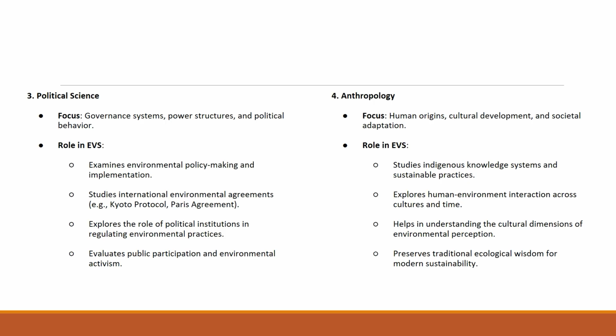Political science focuses on governance systems, power structures and political behavior. The role of political science in environmental studies is to examine environmental policy making and implementation. Studies international environmental agreements, that is the Kyoto Protocol and Paris Agreement. Explores the role of political institutions in regulating environmental practices. Evaluates public participation and environmental activism.